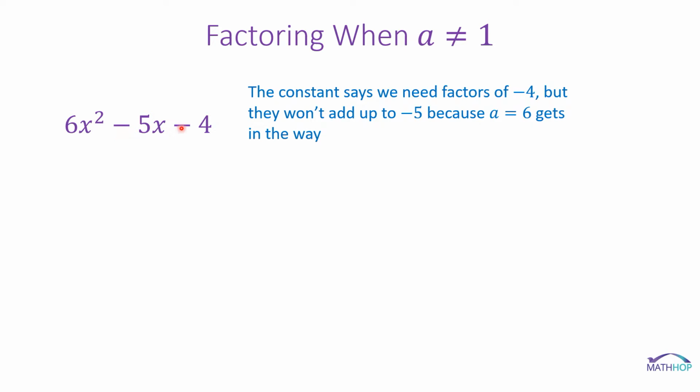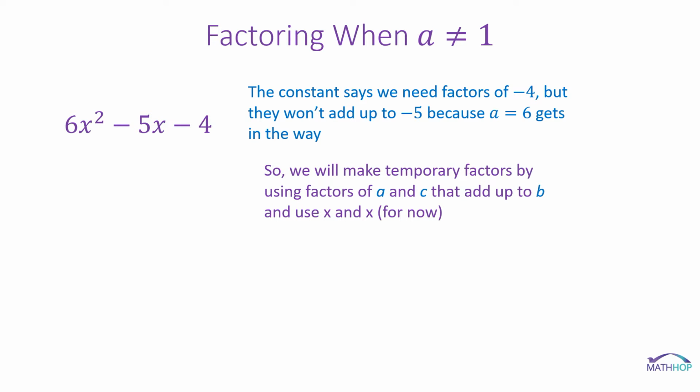All right, the constant tells us this negative 4 is what we need factors of eventually, but they won't add up to negative 5 because this 6 gets in the way. So what we're going to do is set up temporary factors. A lot of times my kids call this the rainbow method, because I always tell them set up temporary factors by grabbing 6 and negative 4, right? So a little rainbow there. So we want factors of 6 and negative 4 that add up to negative 5. That's how we'll get the correct sum, and we will divide out the 6 later.